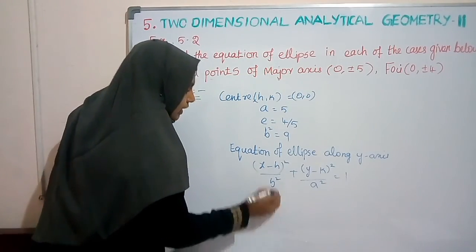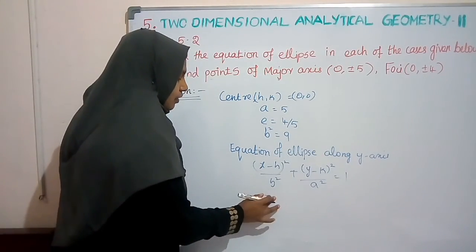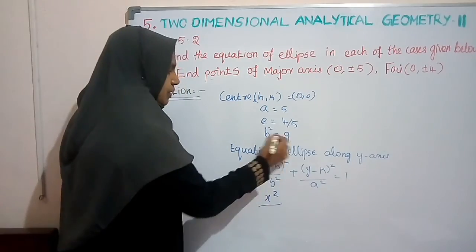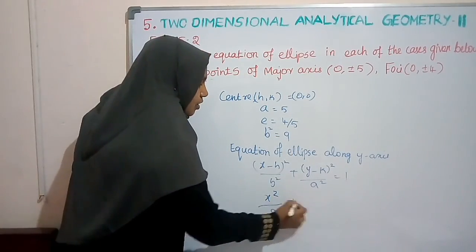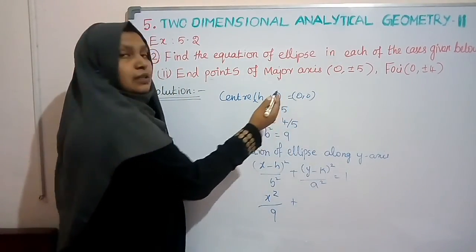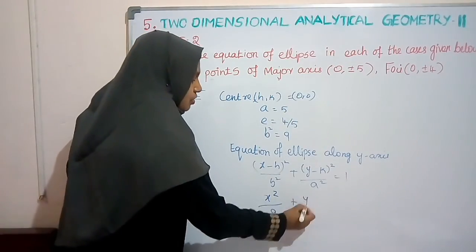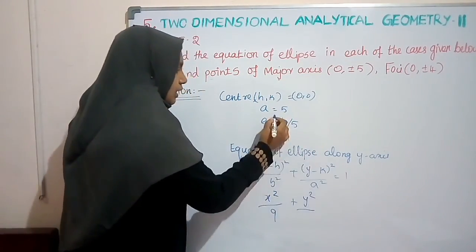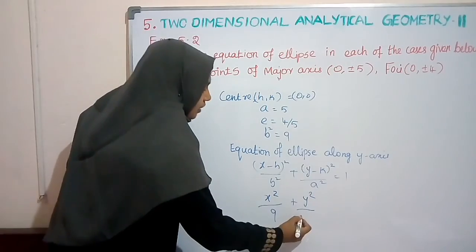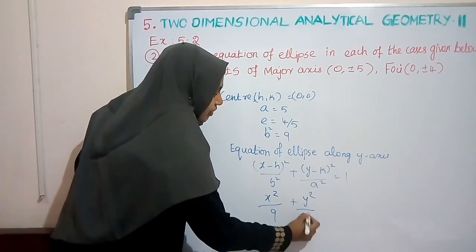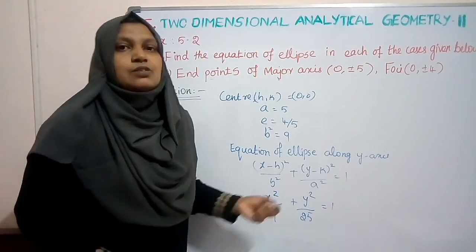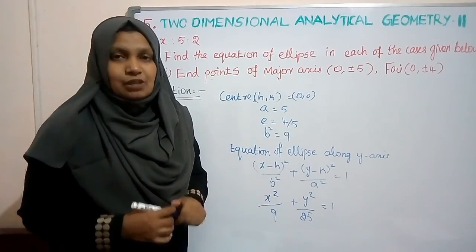So we can write (x minus 0) the whole square, which we can write as x square by b square, directly we can write 9, plus (y minus 0) the whole square. So k value is also 0. So I am writing just y square by a square, which is 5 square, we should square 5, we are getting 25, which is equal to 1. So this is our required equation of ellipse.